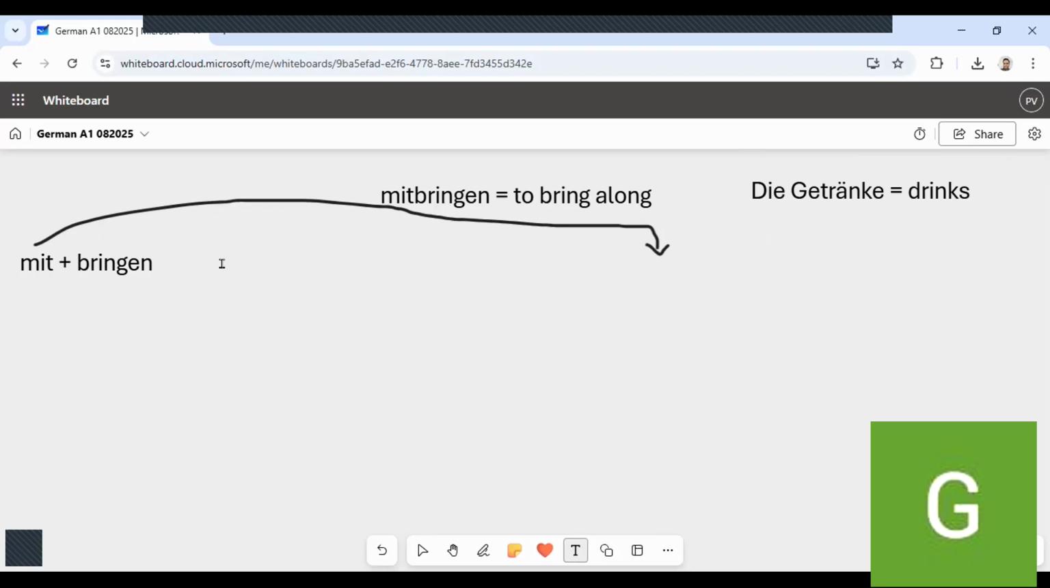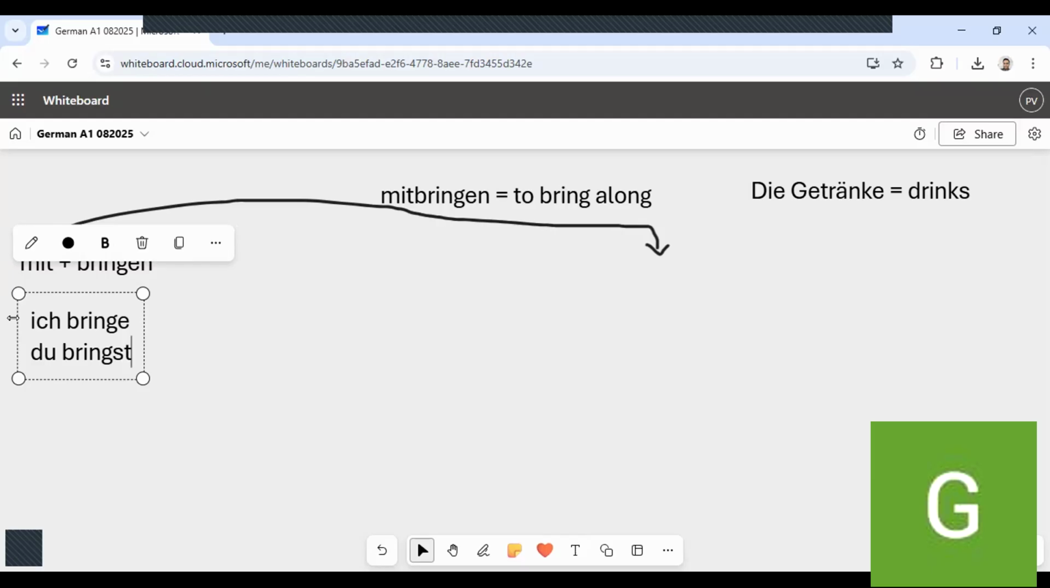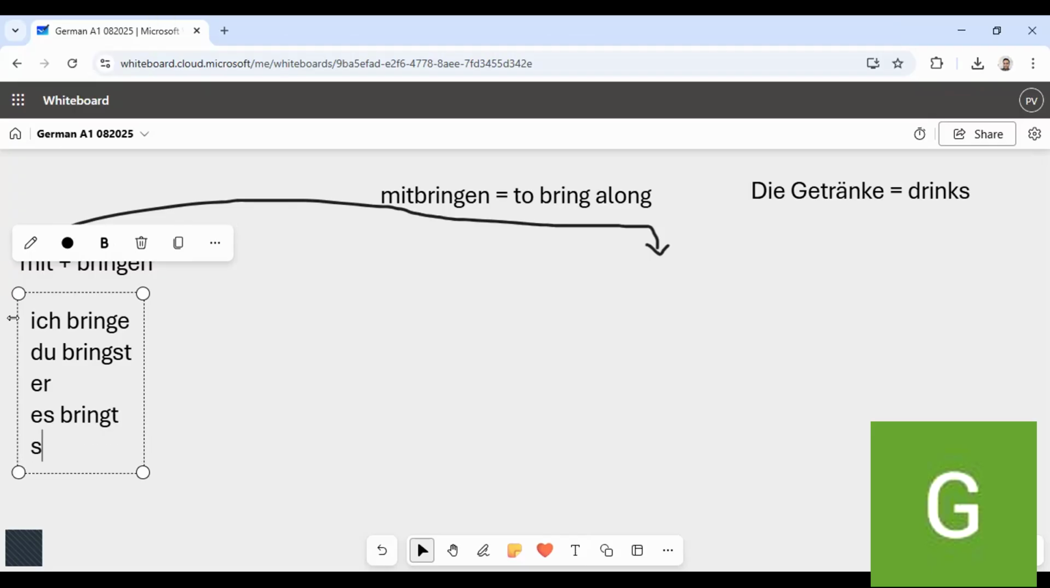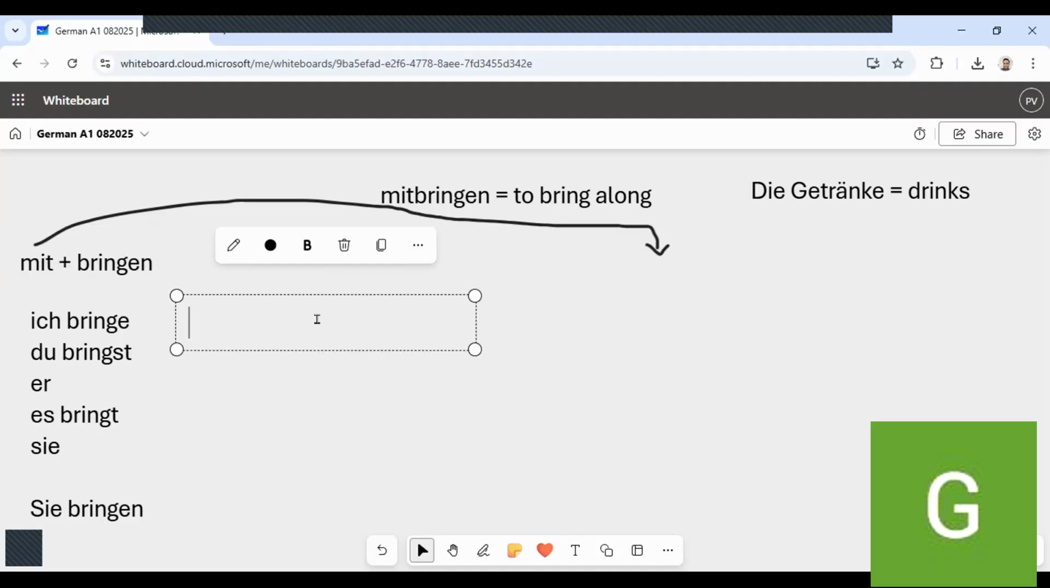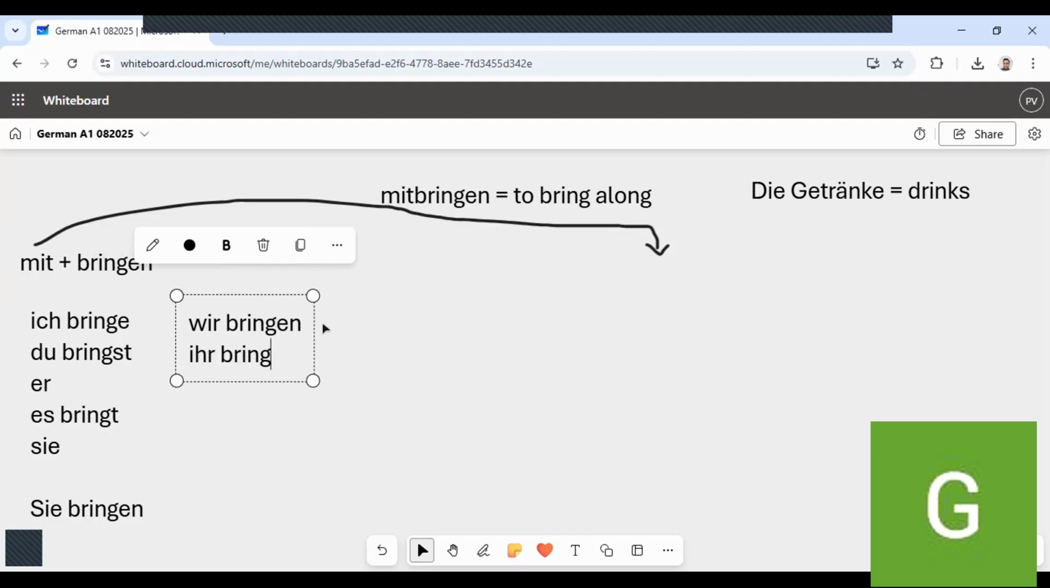So what will happen here again? The first part will go at the last of the sentence and we will conjugate the verb bringen. Okay. So the conjugation for bringen will be like this. It is a regular verb, only you need to put E for ich, then du, and then er, sie, es: bringt, and here wir bringen, ihr bringt, sie bringen.